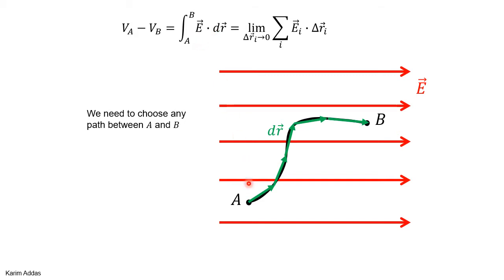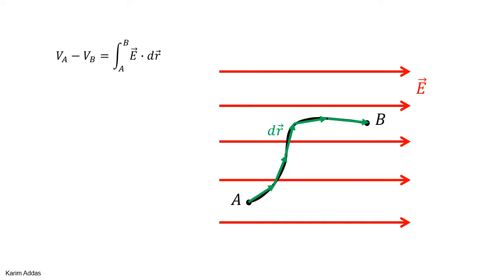Integration of E dot dr, you have to choose a certain path, cut it up into small parts. Here I cut it up into 1, 2, 3, 4, 5 parts, but of course you should cut it up into an infinite number of parts. And then let's see how we can calculate this integration. So this is what the integral looks like.